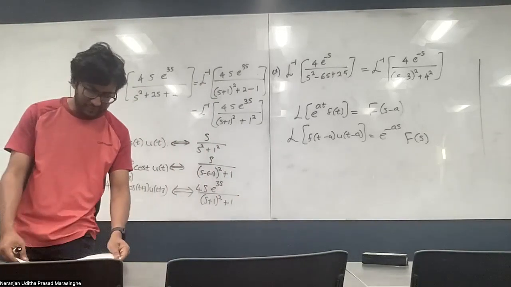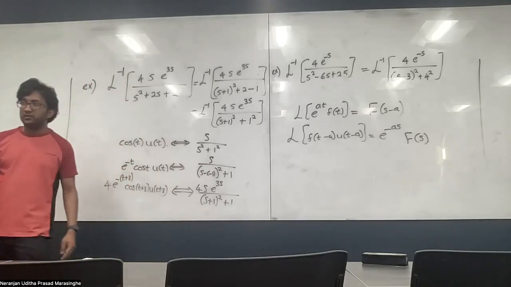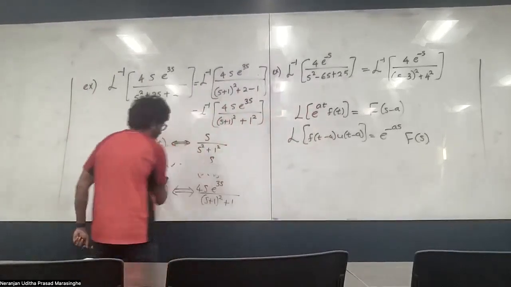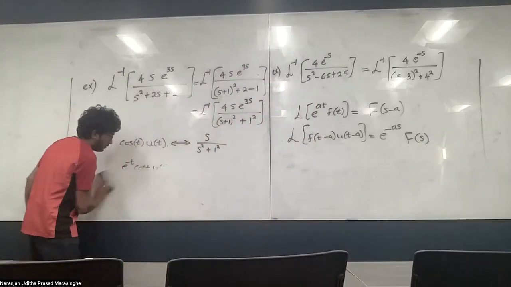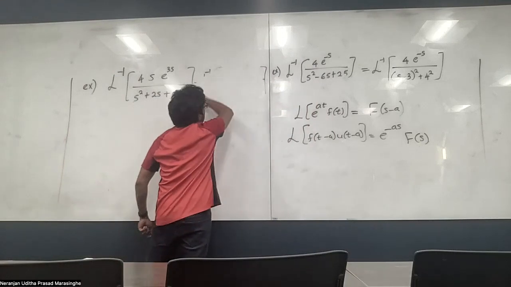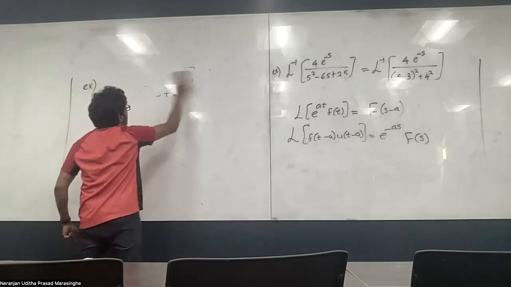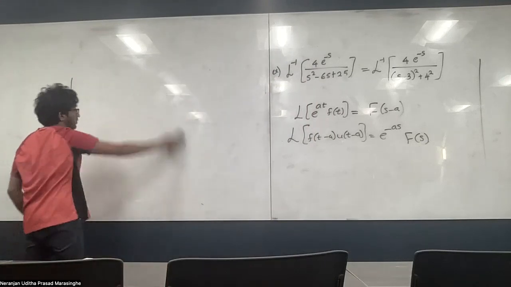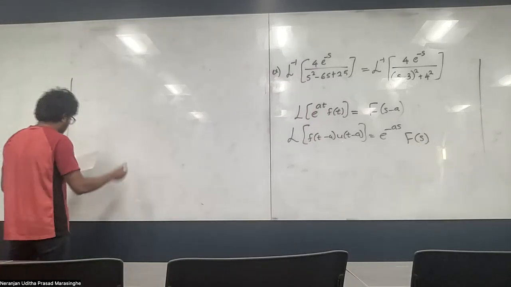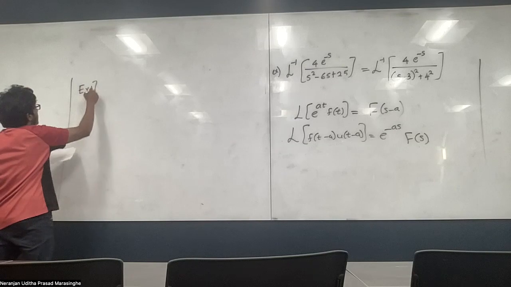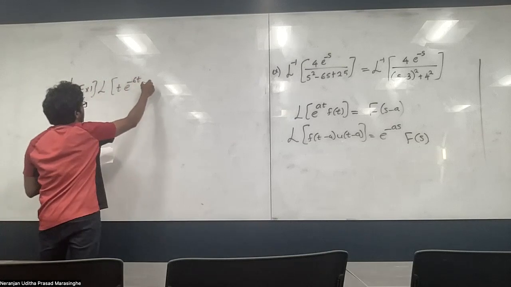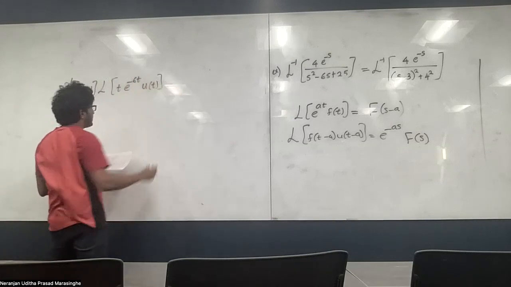Let's do some more examples on these two theorems. So let's consider this one: the Laplace transform of t times e to the minus 6t u(t). What can you say about this one?